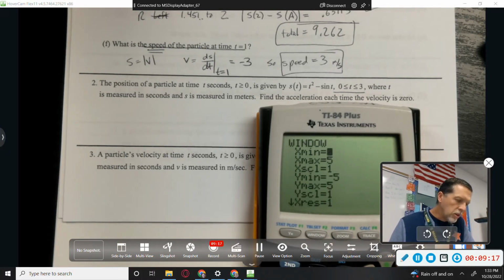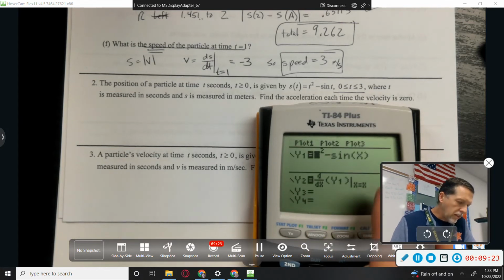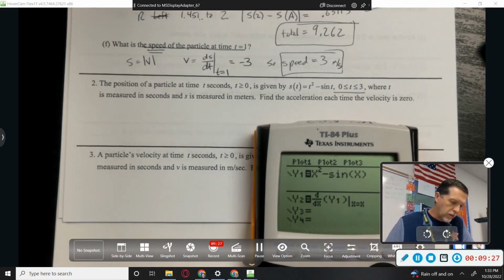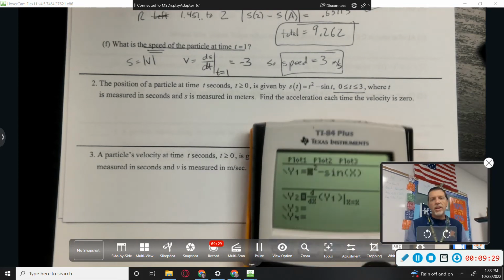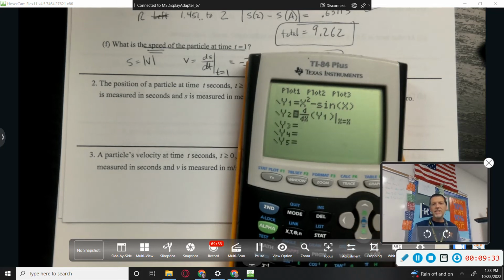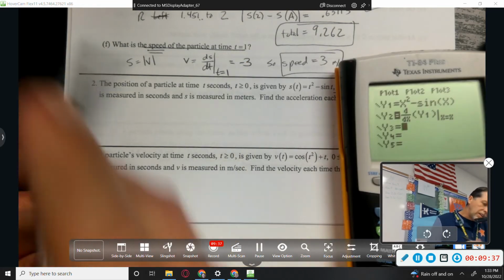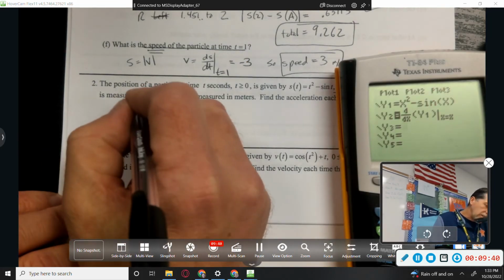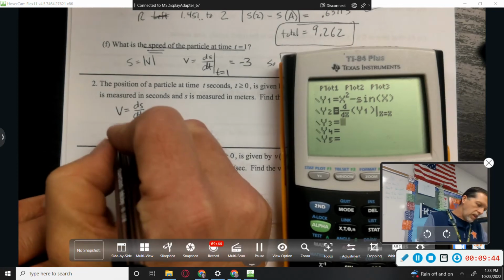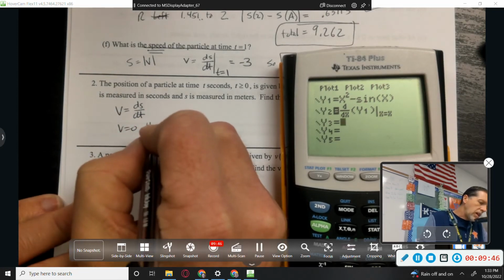And my window only needs to go 0 to 3, so 0 to 5 is fine. Let's see, and it's asking when the velocity is 0. So I don't even really want to look at y1. I have to put it in so that I can take a derivative of it. But what I want to look at is its derivative. So I need to tell the grader what I'm doing here. Velocity is ds dt. Could you just write s prime? S prime would work.